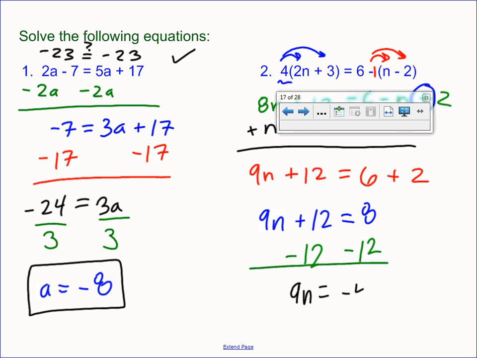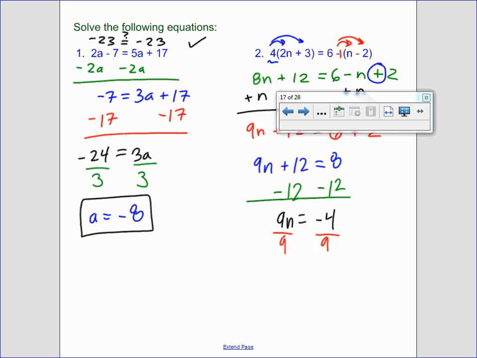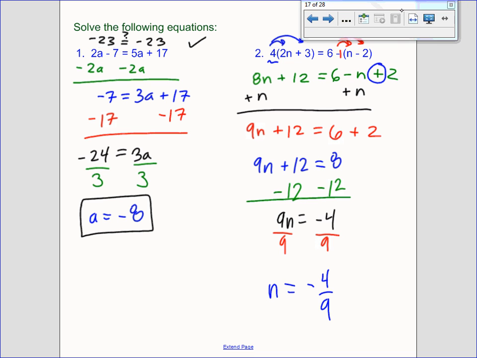8 minus 12 is negative 4. Then we'll go ahead and divide. We'll divide by 9 to finish it out. Cool, guys. I'm getting n equals negative 4 ninths. And I would totally check that if we had more time, just like we checked our negative 8 fifths. And we're good for now.